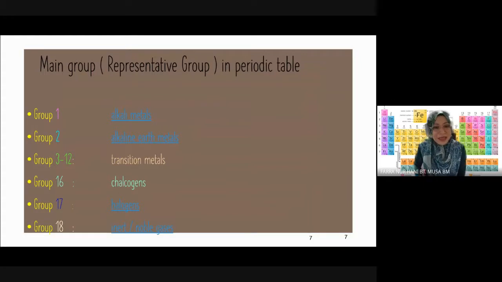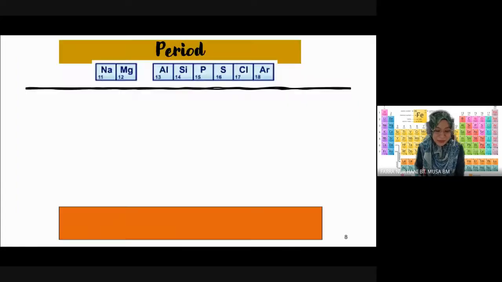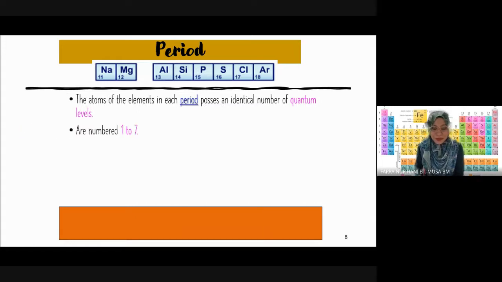This part I will not explain. You already know it, so you can read by yourself all the names for the groups, alkali metals, alkaline earth metals, halogens and so on. So that is about group.